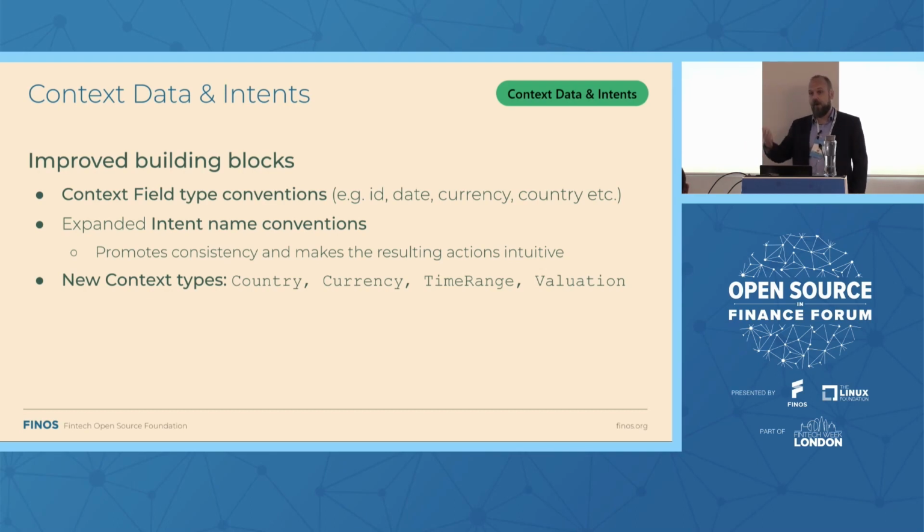Okay, I'm viewing a chart. It's going to pop up. I'm going to get a price. It's going to send me some data back. We've also created a bunch of new context types for the smaller things: countries, currencies, time ranges, valuations, so they can be used directly or to compose other types.